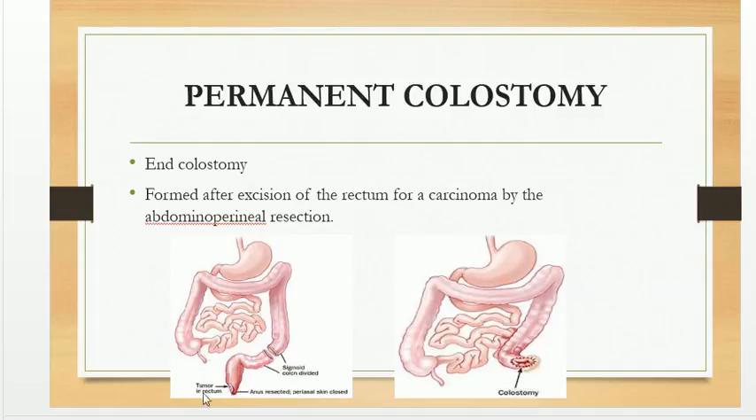Here you can see that the distal part, anal canal, rectum, and a part of the sigmoid are removed in one specimen in abdominoperineal resection, and the proximal end is brought out as an end colostomy, a permanent colostomy. Here you can see the permanent colostomy has been created.